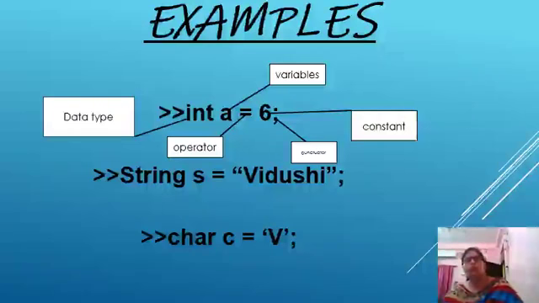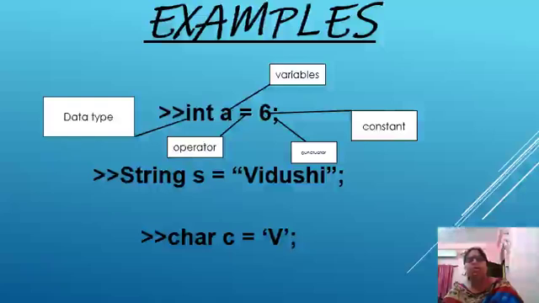Now we are going to understand the token with the help of an example. The first example is int a equal to 6. It means int is your keyword or data type which we are going to represent in a token. A is your variable. This is your assignment operator. 6 is a constant and semicolon is your punctuator or separator. It is also known as a line terminator.